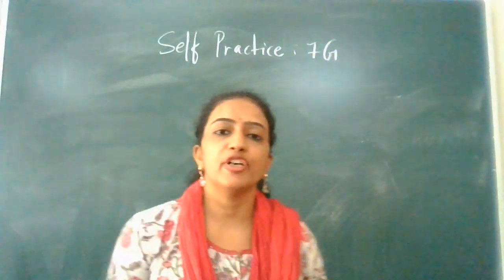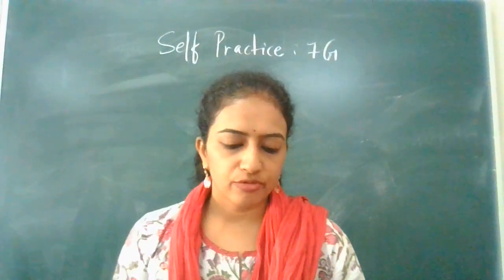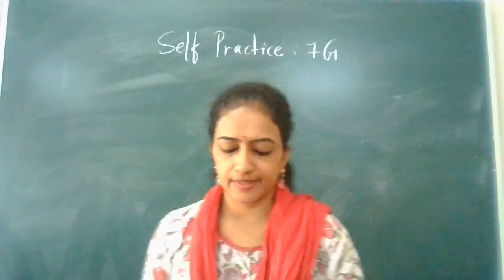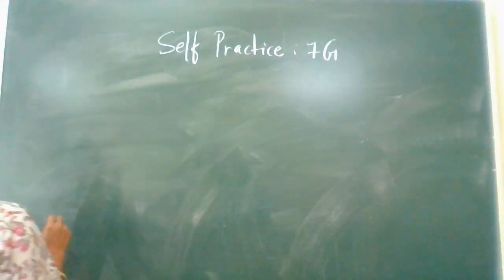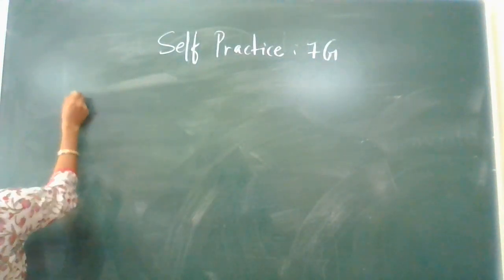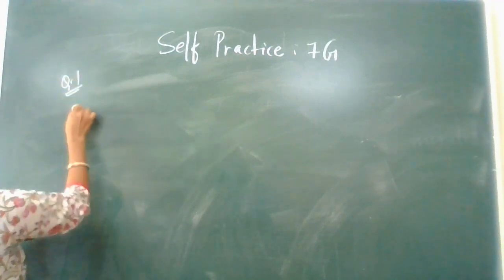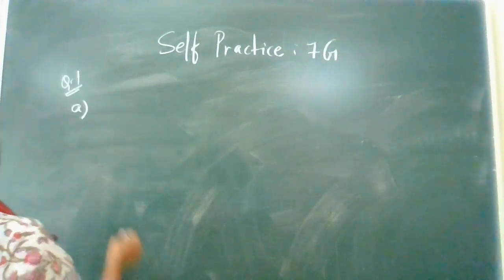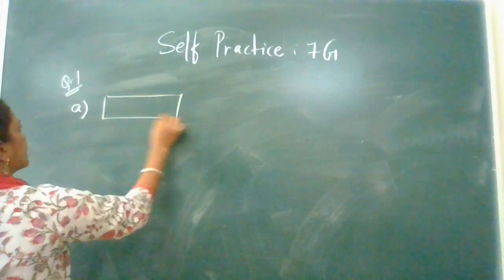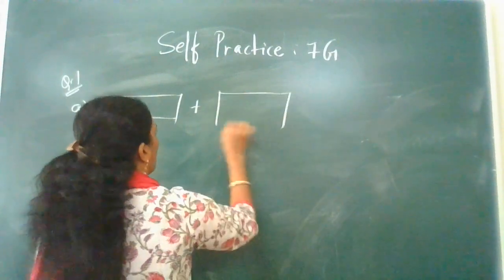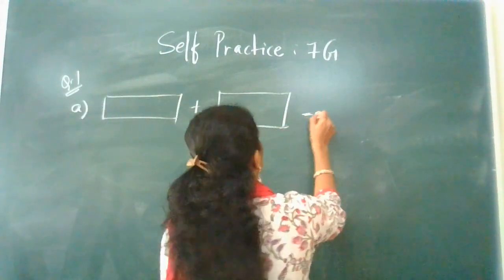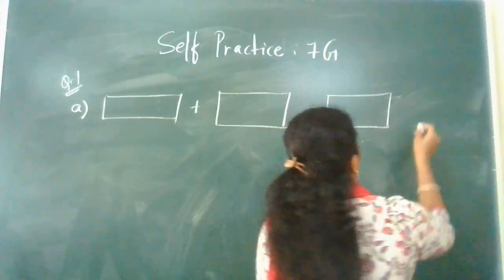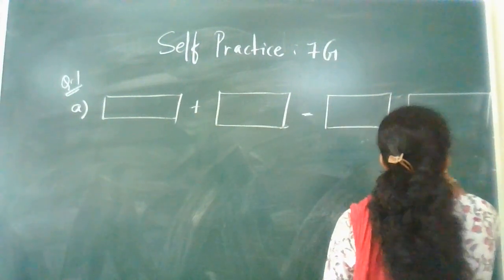Now in 7G, your first question is that you have to do, you're given some pictorial presentation. For example, the first one is question 1, A. I'll be showing A, B you have to do by your own. So there is A, you are given the box. Here also you are given the box. And here also you are given the box. At the end, you are given one more box.